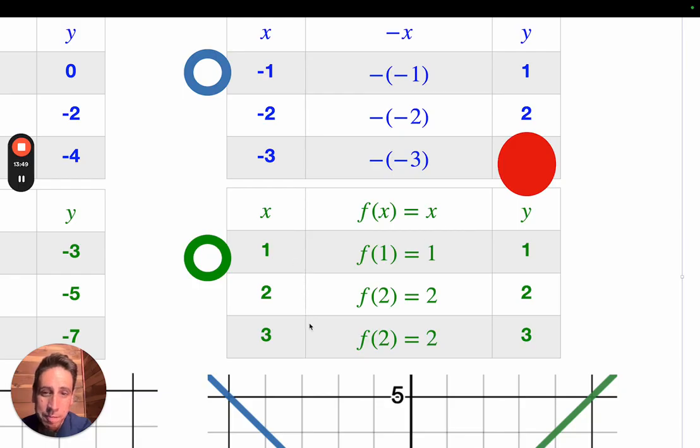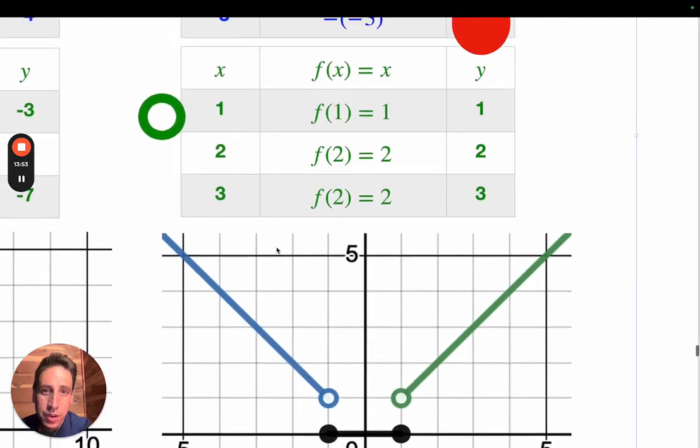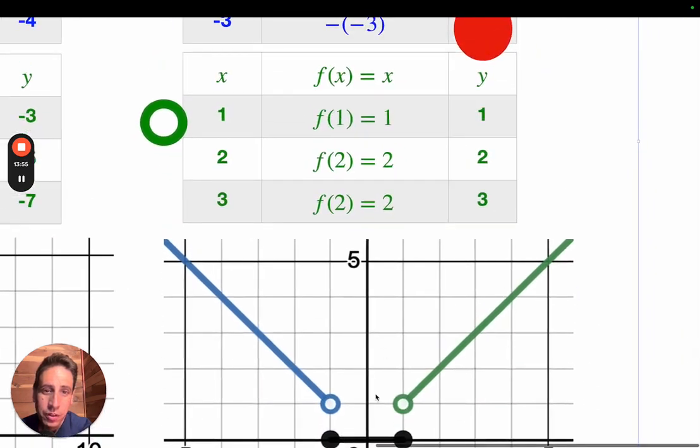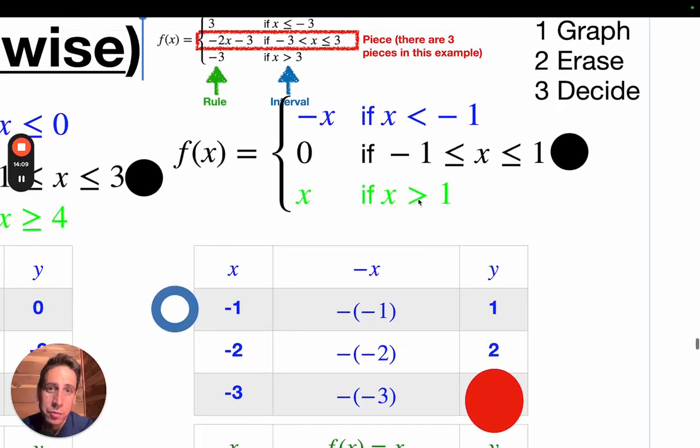So I'm going to use that information to graph this line right here. They all get plotted: 1, 1, 2, 2, 3, 3. Connect the dots. It goes on forever in this direction. But I'm going to make sure this 1, 1 is actually the location of an open dot because of this symbol right here. It's just greater than. It's not greater than or equal to.